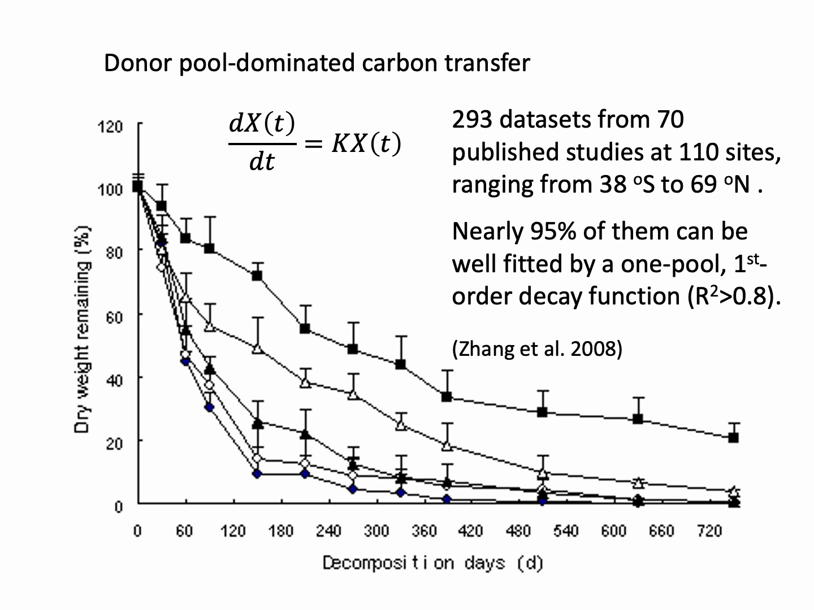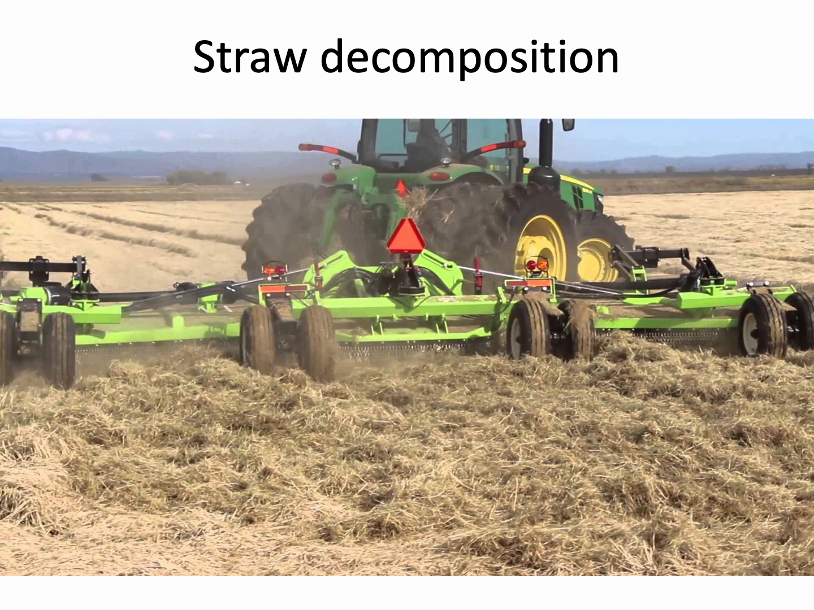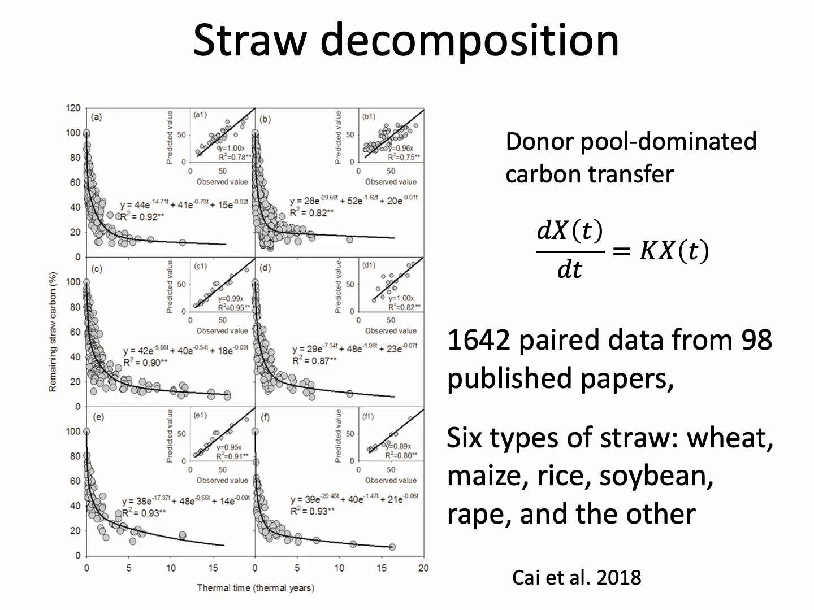Chang Zhang synthesized nearly 300 data sets from 70 studies all over the world. His study found that this simple equation fit almost all data sets very well. Farmers often incorporate straw into soil. Andong Chai synthesized more than 16,000 data sets of straw decomposition for 6 types of straws. All of the data sets follow the donor pool-dominated transfer equation.